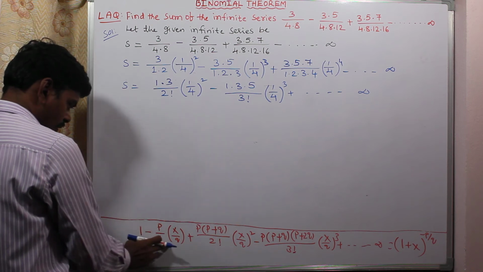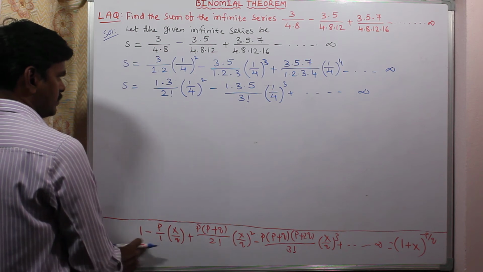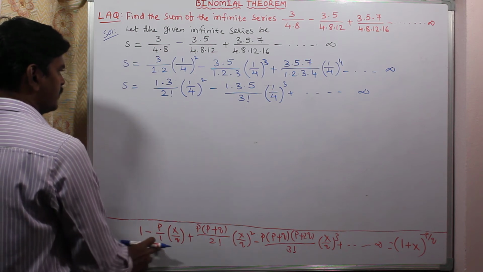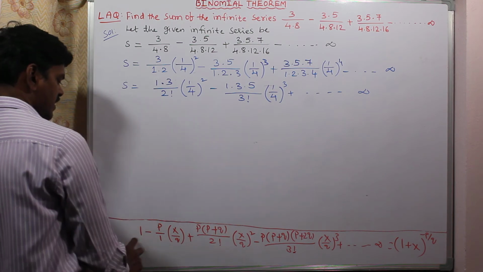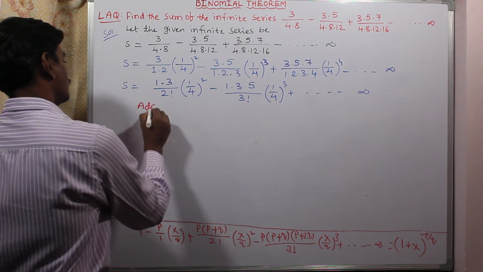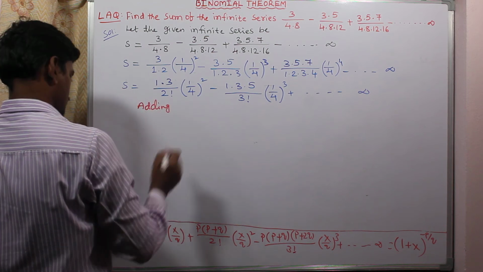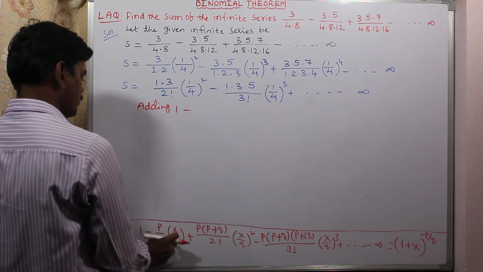Now we should concentrate on the first two terms. We have noticed that the first two terms were missing, so we need to create them. The first two terms can be created by the adding procedure. So which term do we need to add? 1 we need to add for sure: 1 minus p by 1 into x by q.